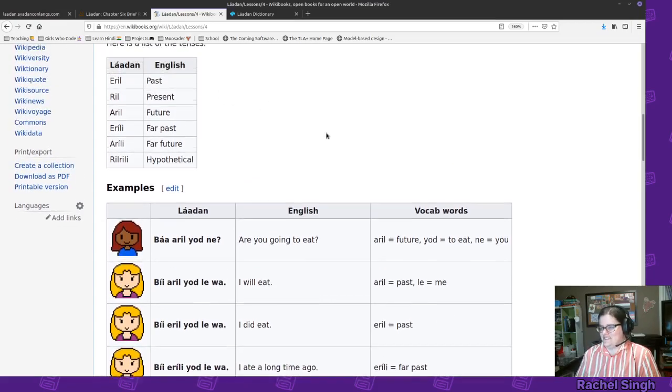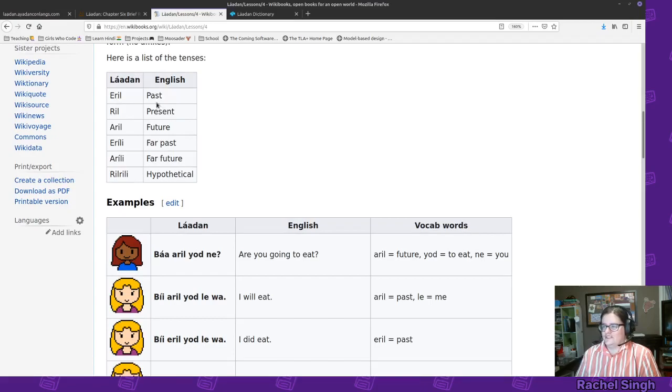So for instance, Eril is past, Ril is present, Aril is future, Erille is very far past, Arille is very far future, and Ril really is hypothetical. This is another example of just a bug in Láadan, but it's fine because it's a language. Languages have bugs.